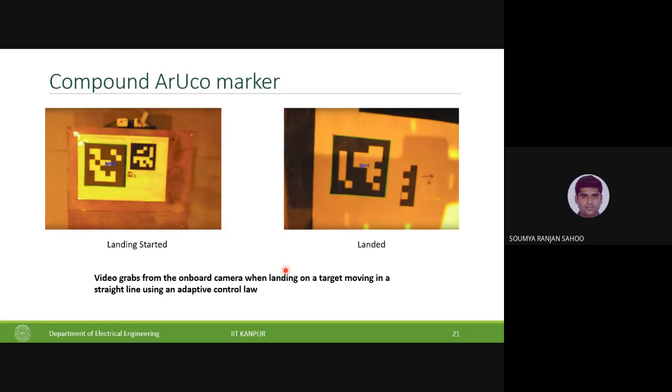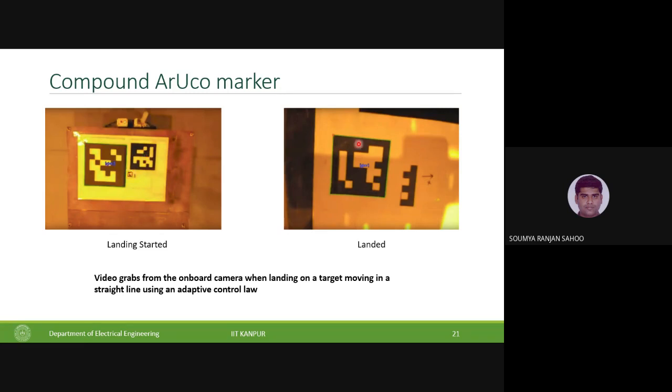Okay, so these are basically the screen grabs from when we were doing indoor trials. You can see the 3 ArUco markers, 1, 2, and 3. Initially it is detecting the bigger one. As it lands, the algorithm is written such that it shifts to the next ArUco marker which is in view, and then further it shifts to the smallest one.